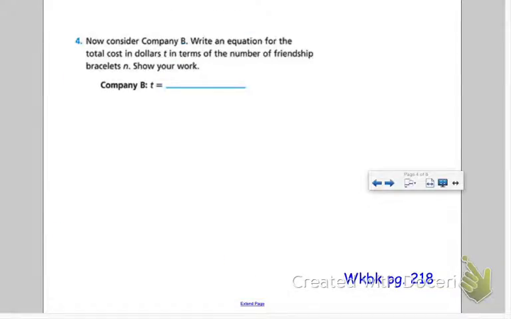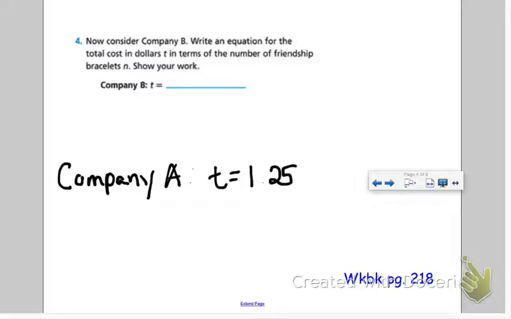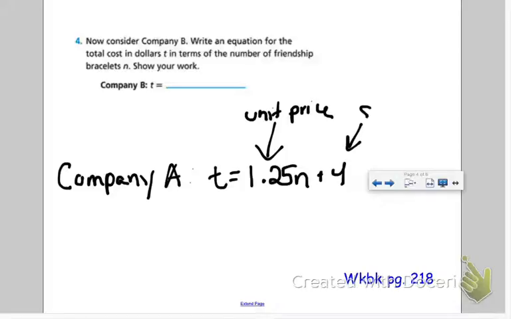Okay, now consider Company B. Write an equation for the total cost in dollars, T, in terms of the number of friendship bracelets, N. Show your work. This time, you don't really need to create a table unless you really want to. But if you remember, the last setup had us writing our equation. Let's see, Company A's equation was T equals $1.25 times N plus 4. The $1.25 was the unit price, the cost for one bracelet, and 4 was the shipping.